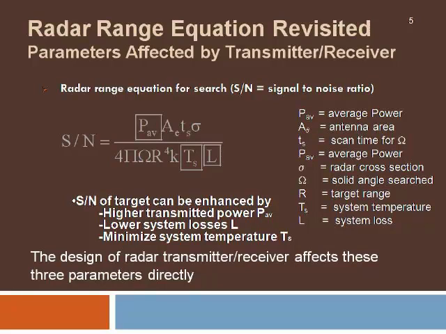So here the average power, the system noise temperature and the system losses must be taken into account while designing the transmitter. And if you want a high signal to noise ratio, we need to transmit very high power and see that the system losses are very low, and receiver noise temperature must be as low as possible. So these three parameters affect the design of the transmitter cum receiver.